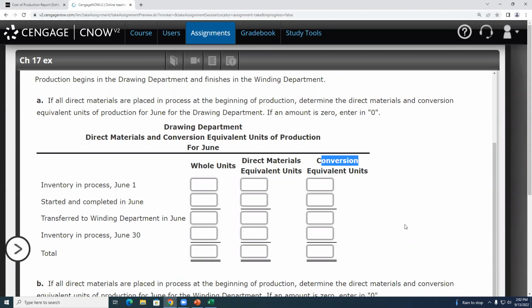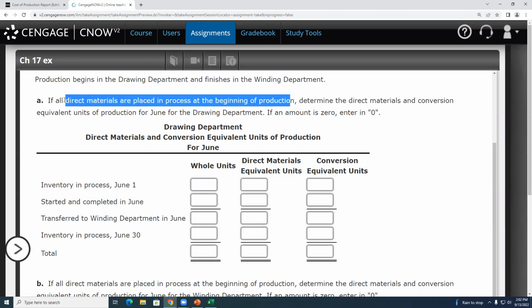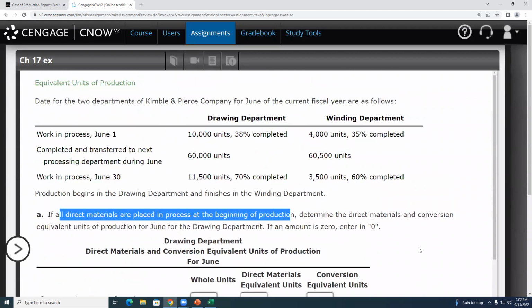So our assumption for everything we do in this class will be this: all direct materials are added at the beginning of the process. And then the conversion costs, that is the direct labor and overhead, are incurred. We experience those costs throughout the time that we're working on them. We spread them evenly across the time that we're working on them.